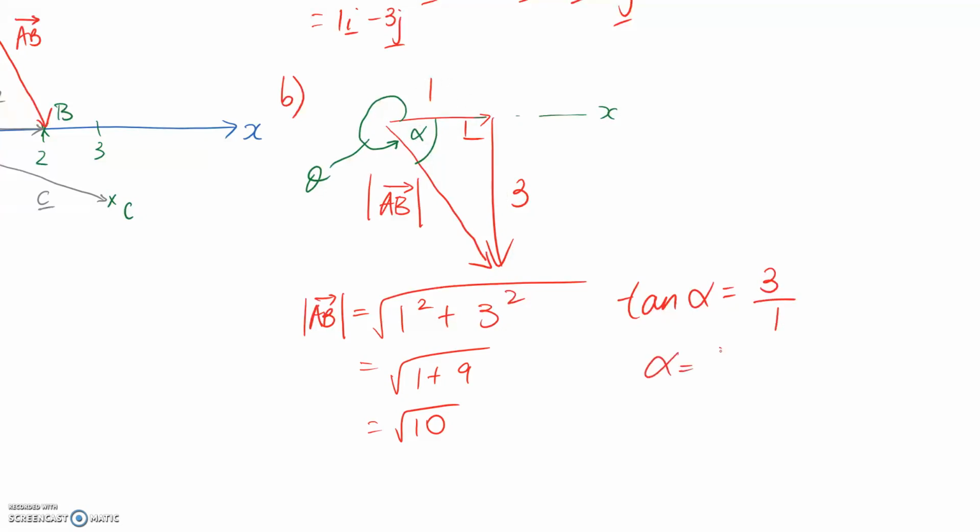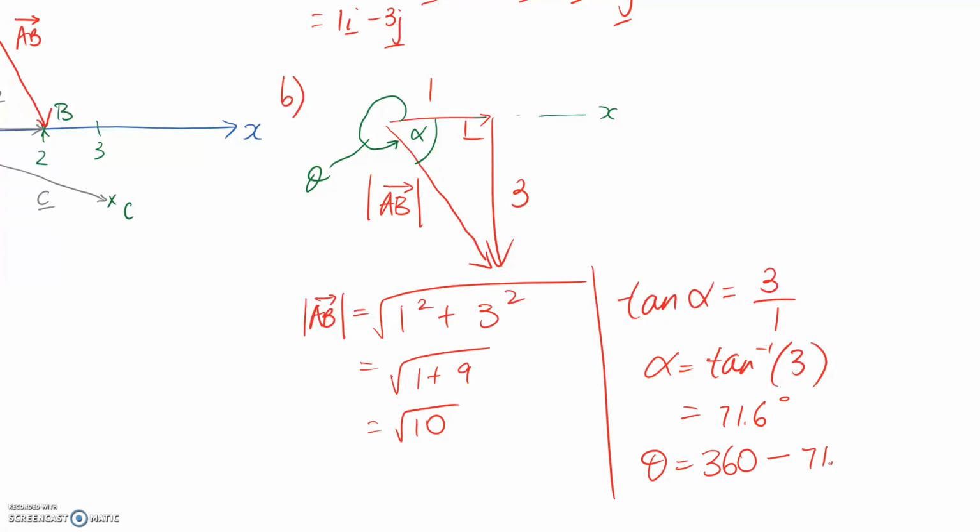So alpha is going to be tan inverse of 3. And if you type that into a calculator, it comes out to 71.6 degrees. So we want theta. Again we said there's 360 degrees in a circle, minus that 71.6 degrees, it's going to leave us with what we're interested in, and that comes to 288.4 degrees. So that's the answer to that one. Might highlight these.